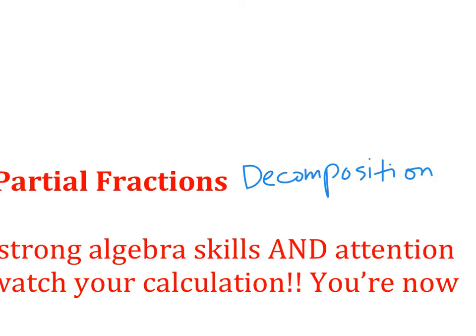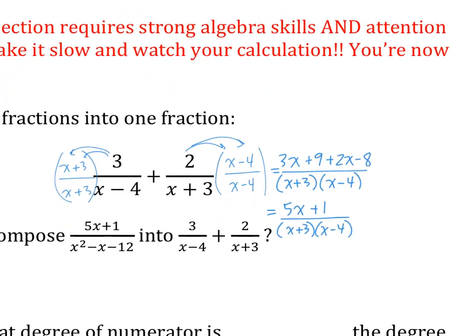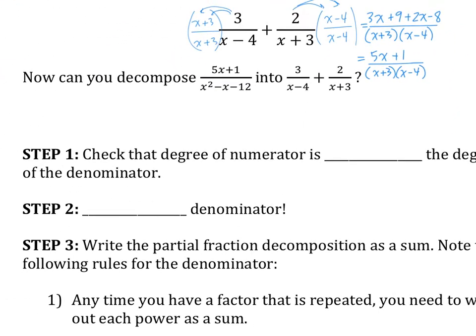Okay, now how do you do that? That's going to be a little tricky. There are some steps. Step number 1, you have to check that whatever you're trying to decompose, the degree of the numerator is less than the degree of the denominator. It cannot even be the same degree. It has to be less than. If it is the same or higher, we're going to talk about it tomorrow. Step 2, you need to factor the denominator. Definitely always factor the denominator.